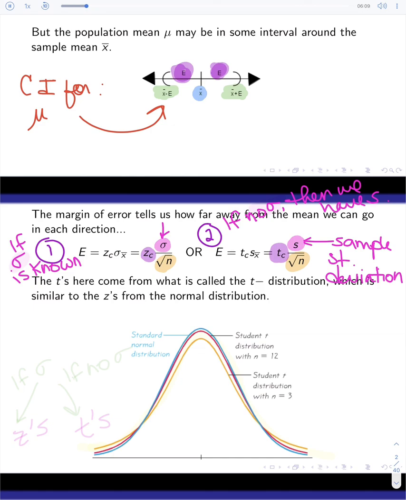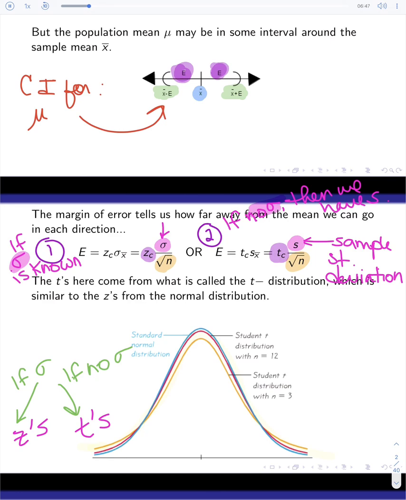If you have sigma, you're going to use the formula with z's. If you don't have sigma, you're going to use the formula with t's. So I always think of this as kind of like a flow chart. If we have sigma, you're going to go one way. If you don't have sigma, you go another way. So if you have sigma, you're going to use z's. If you don't have sigma, you're going to use t's. And you can use that as a good rule of thumb that will always work.